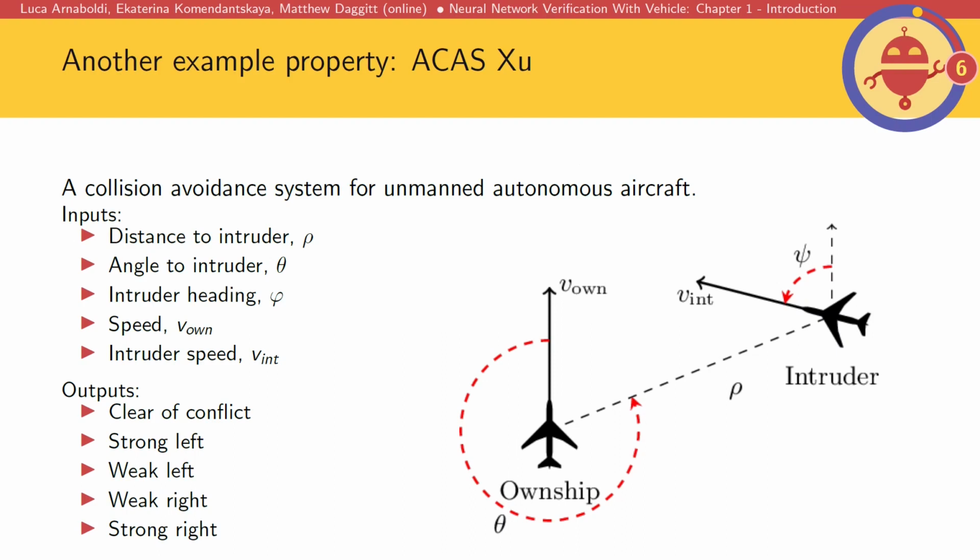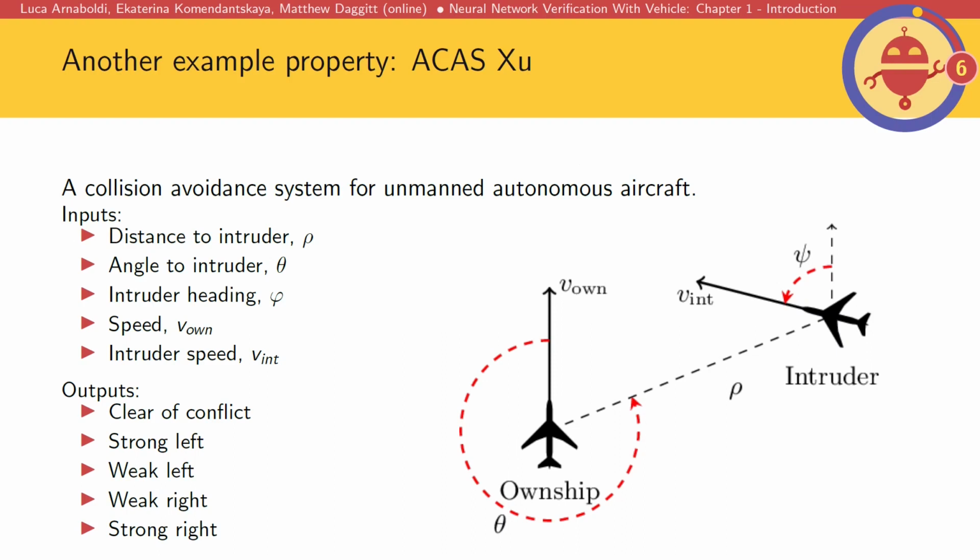So a neural network is trained to take 5 inputs. The first element of the vector will stand for distance to intruder, the second angle to intruder, angle of intruder heading, own speed, and intruder speed. So these will be the vector of size 5 that will be given to the neural network.